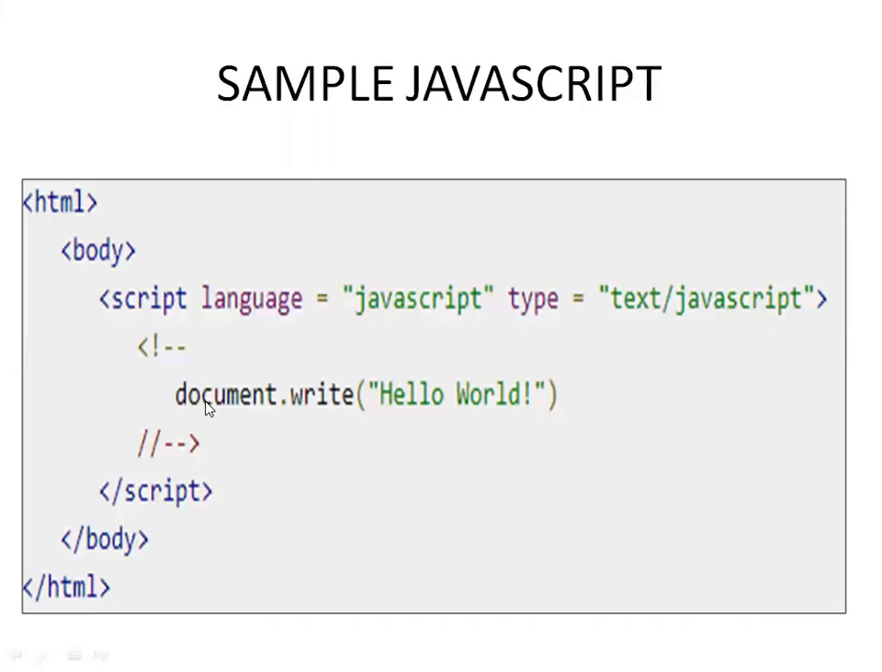Here the statement of the script is document.write. It is the output statement. It is used to display the string specified inside it. Here the string is Hello World.